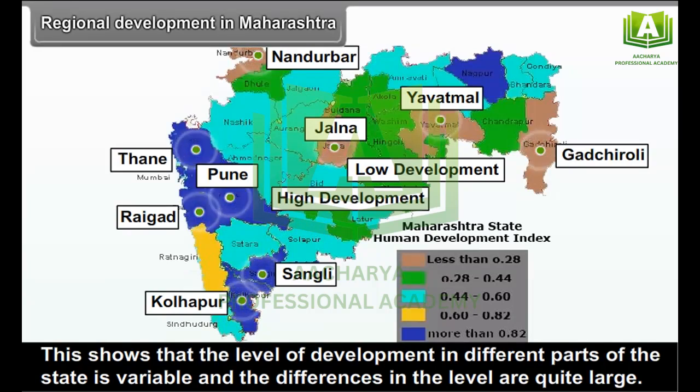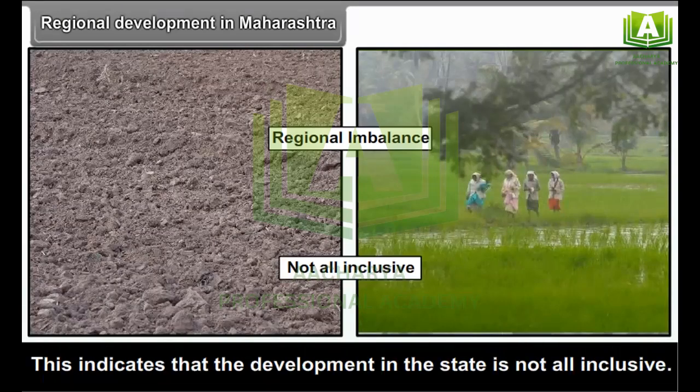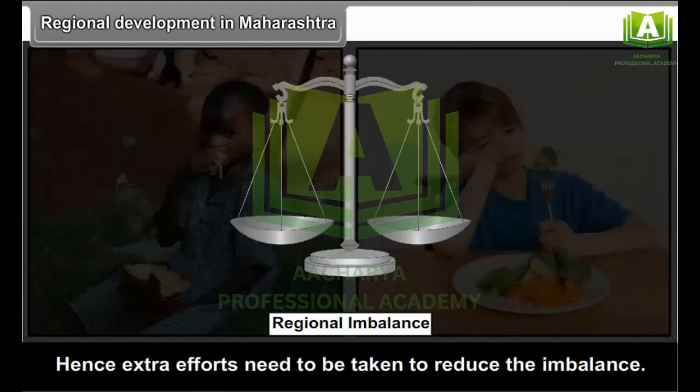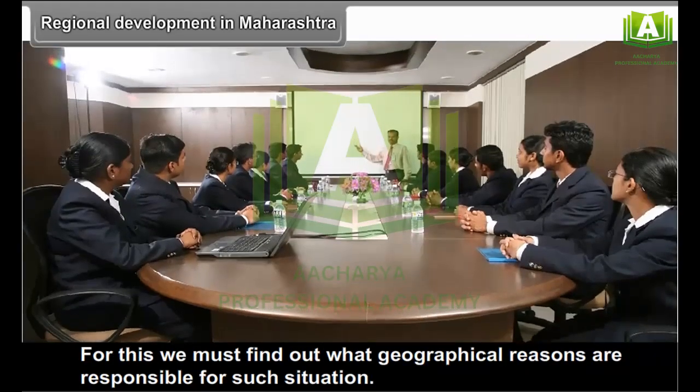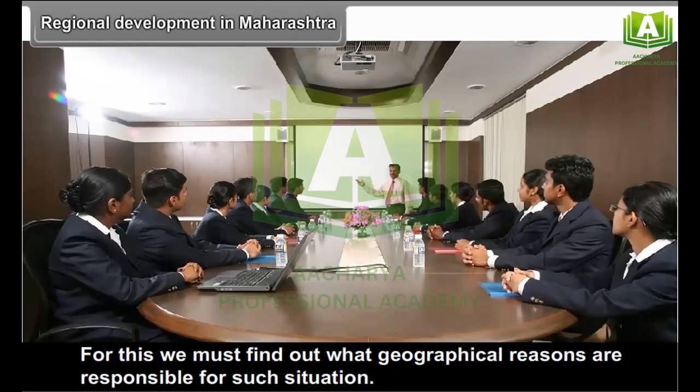This shows that the level of development in different parts of the state is variable and the differences in the level are quite large. The wide difference in the HDI values points towards the regional imbalance. This indicates that the development in the state is not all-inclusive. Regional imbalance has serious and far-reaching effects on the social conditions. Hence, extra efforts need to be taken to reduce the imbalance. For this, we must find out what geographical reasons are responsible for such situations.